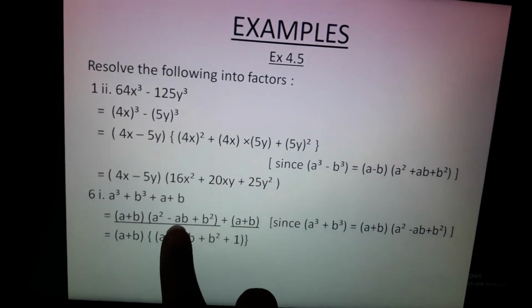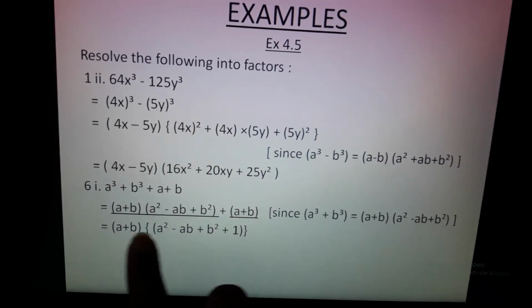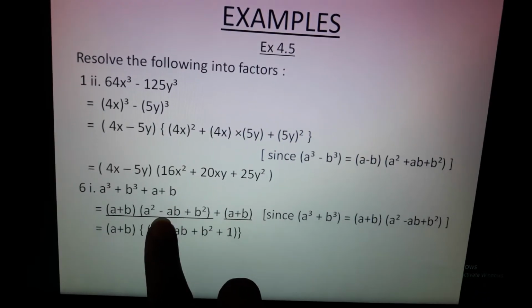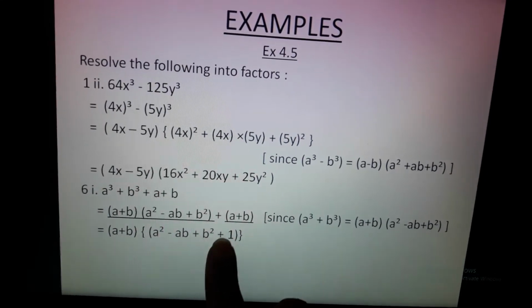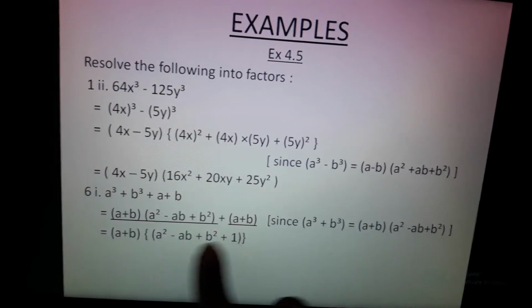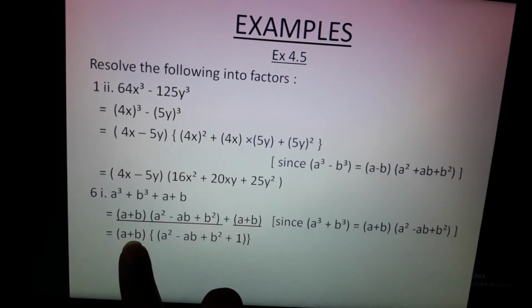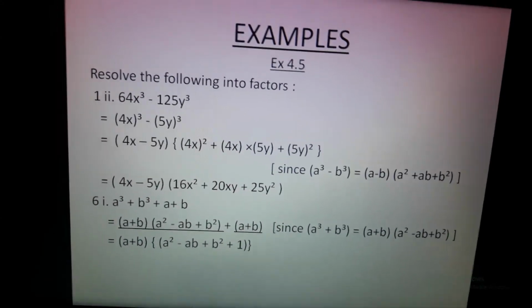Now see, I have underlined these two terms here. In these two terms we have a plus b common. So in the curly bracket we will divide the first term by a plus b. We are getting a square minus ab plus b square plus, and when we divide a plus b by a plus b we get 1. So here our two factors are a plus b and a square minus ab plus b square plus 1.